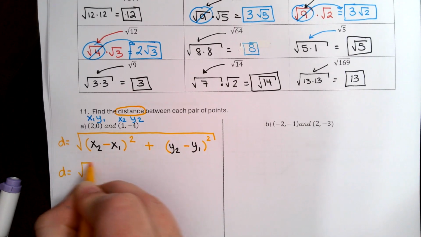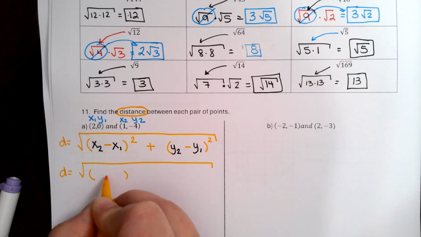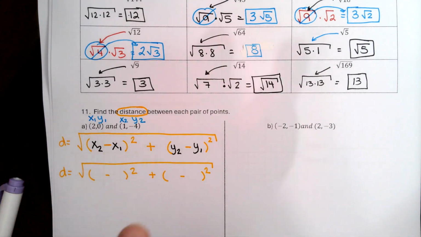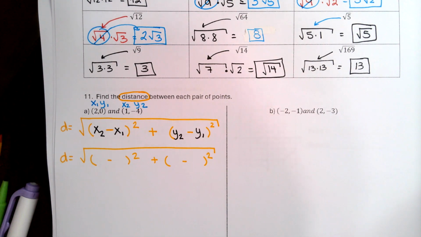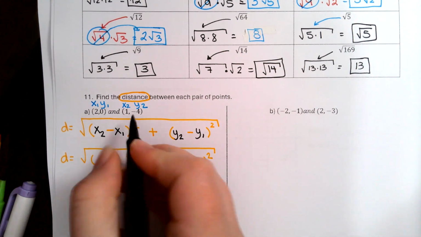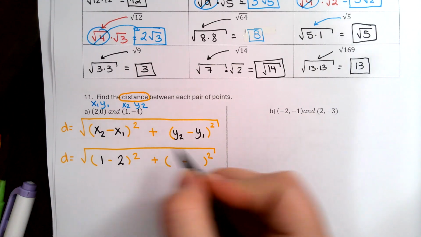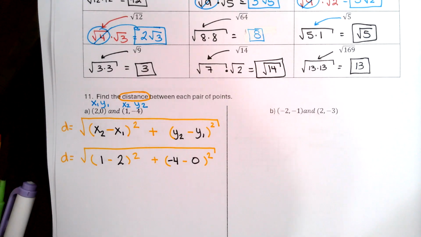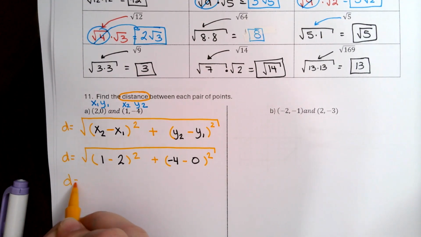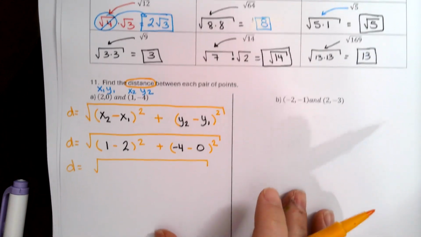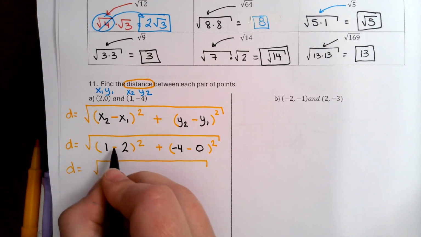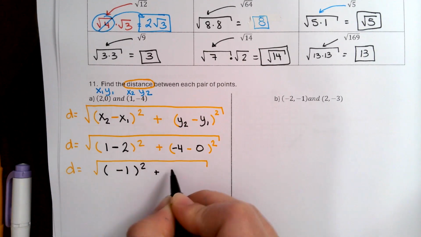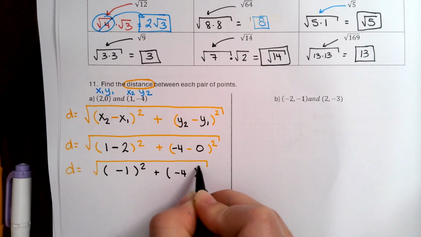So that means that when you work on your distance, with each step, your radical, your square root, is going to get smaller and smaller until you get to the answer. So x2 is 1, x1 is 2, y2 is negative 4, y1 is 0. Again, with each step, start making your radical, your house, a little bit smaller. 1 minus 2 is a negative 1. Negative 4 minus 0 is a negative 4.